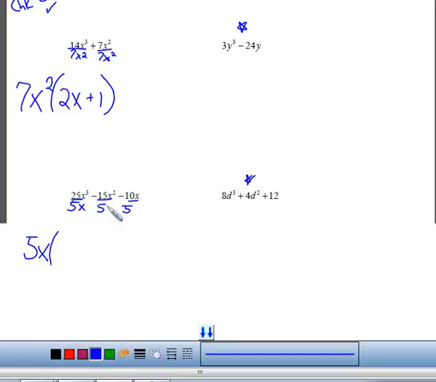So, watch what happens. 25x cubed divided by 5x. So 25 divided by 5 is 5. X cubed divided by x is x squared. Minus 15 divided by 5 is 3. X squared divided by x is x. And then minus 10x divided by 5x is 2. And there's your answer. Okay, so you have 2 to try on your own.